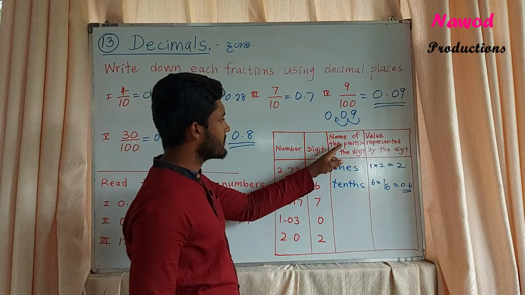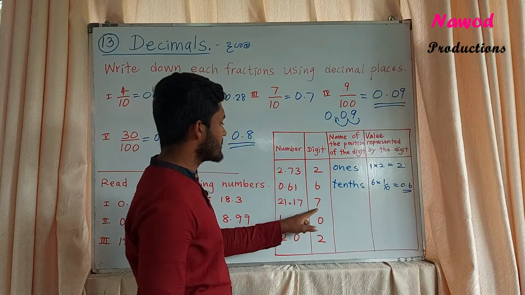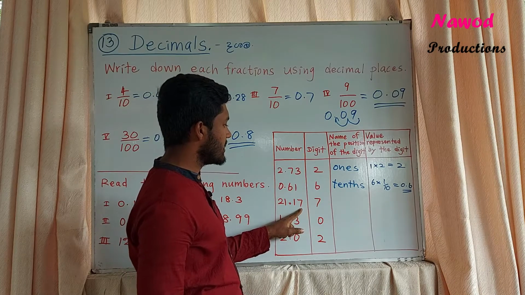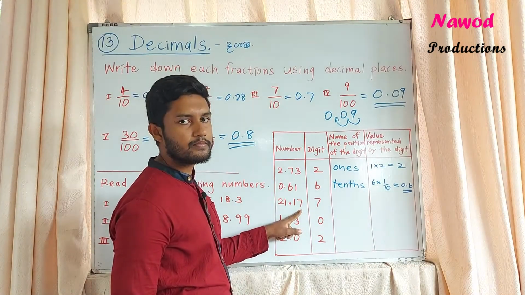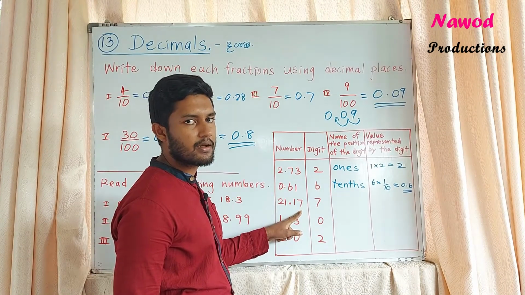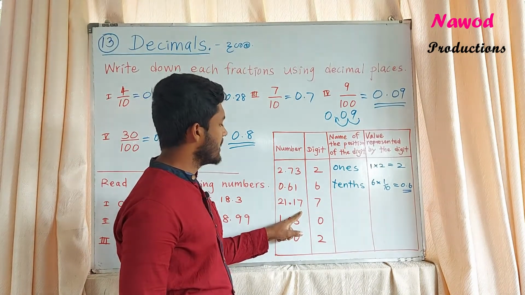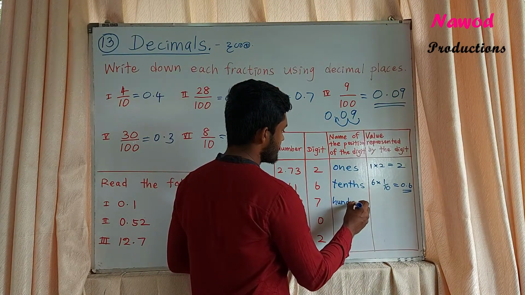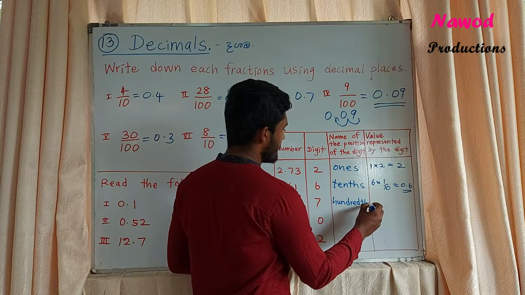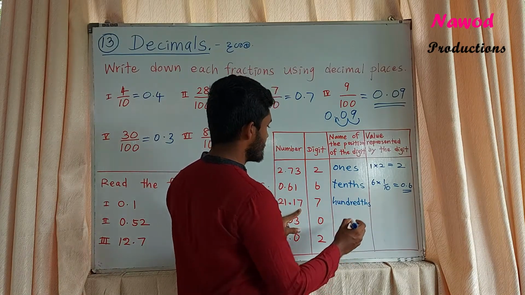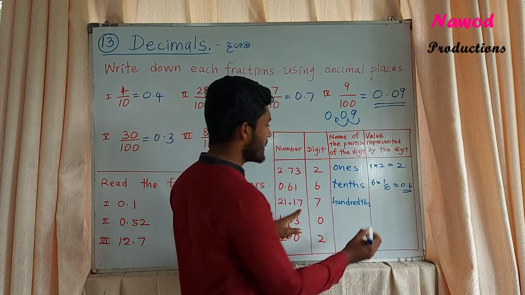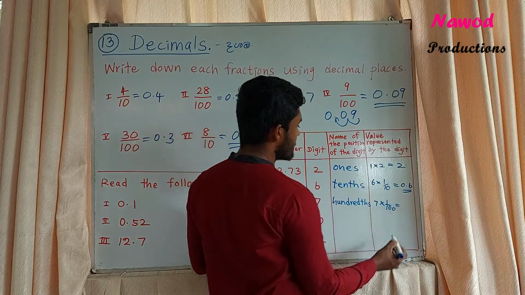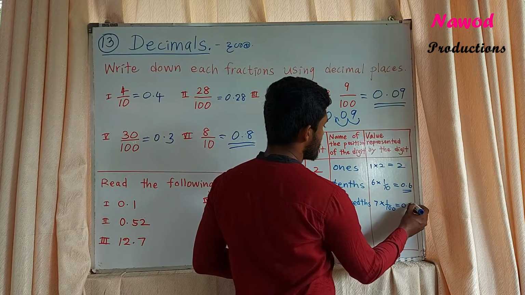21.17. Name of the position of the digit 7. The digit is 7. What is the position, dear students? Yes, hundredths. Yes, it is 7 into 1 over 100. It is equal to 0.07.